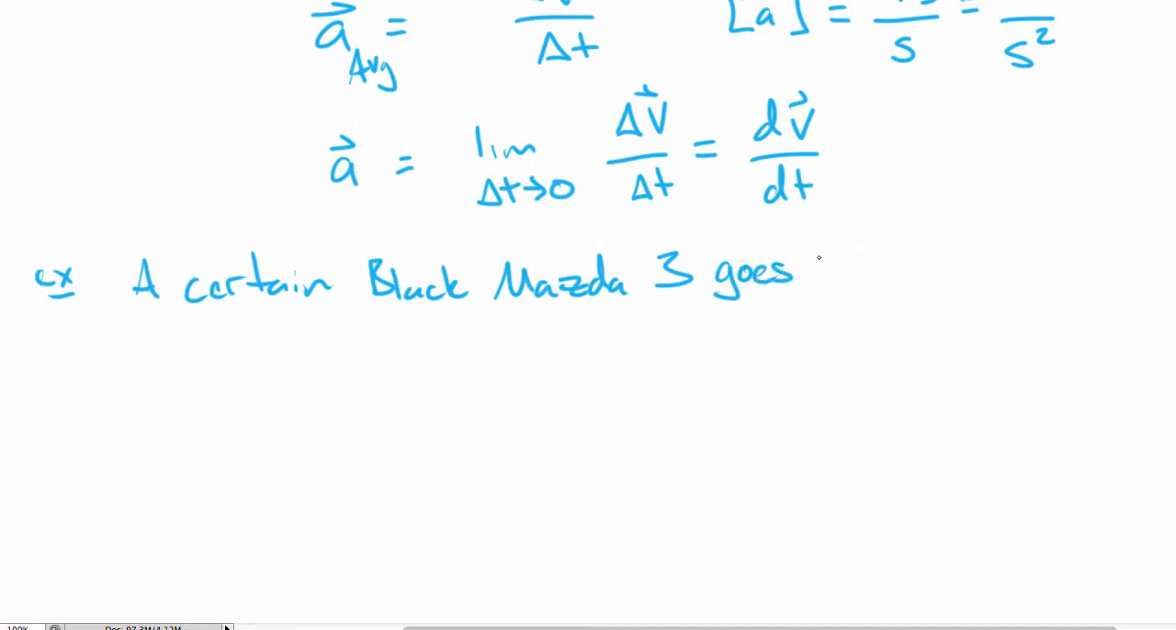All right, so a certain black Mazda 3, I don't know why I tell you what color and make my car is, because then you could probably go damage it or something. When you get your first exam back, I'll show him. All right, so the Mazda 3 goes from 0 to 60 in about 8 seconds. So I want to figure out what is the average acceleration.